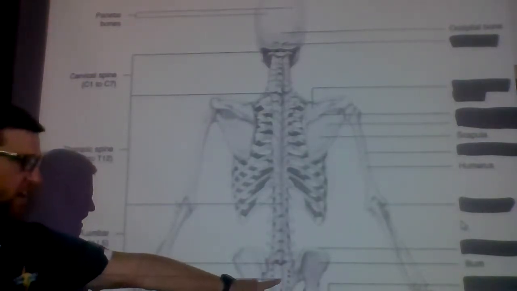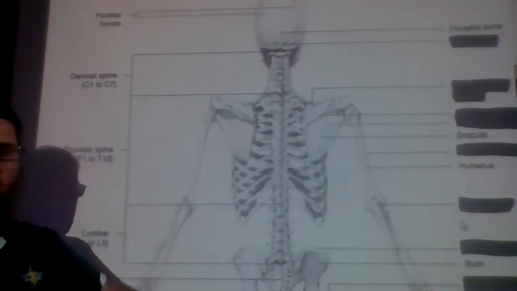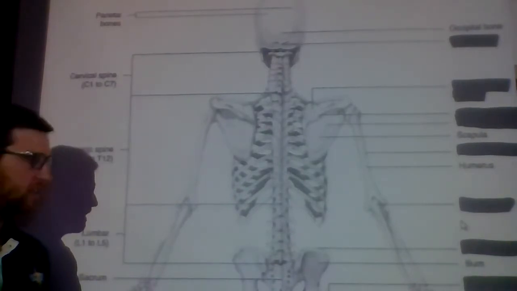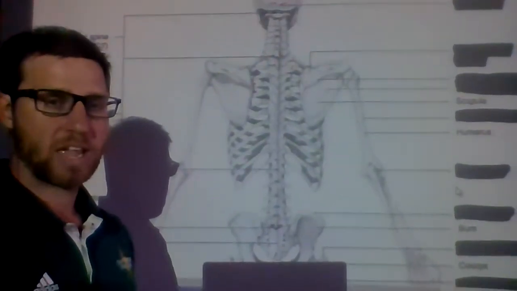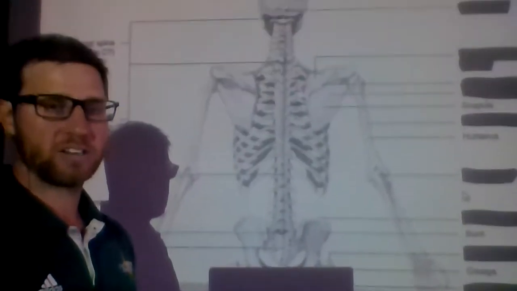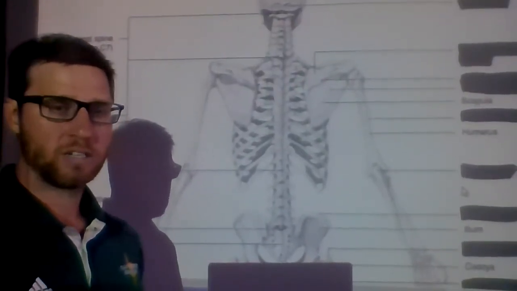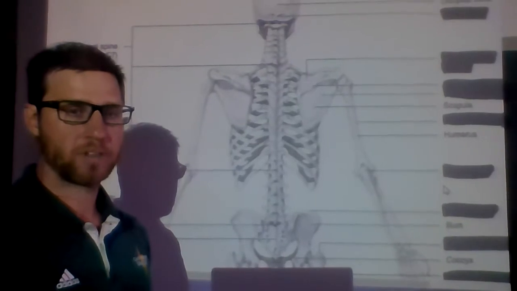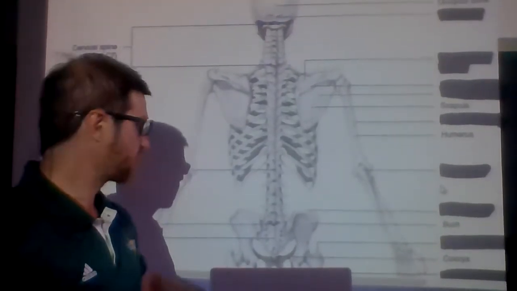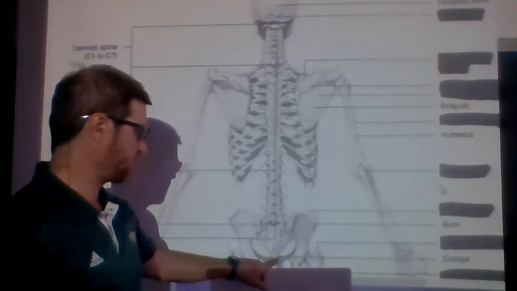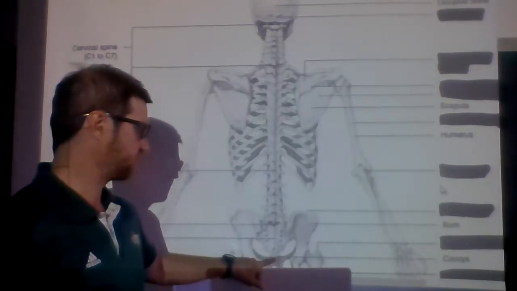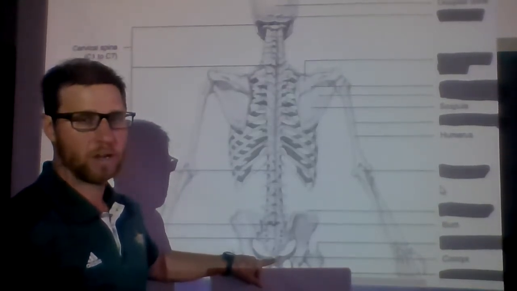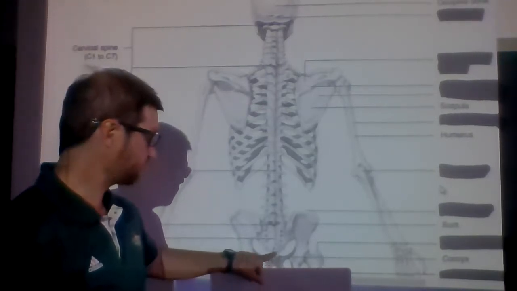We've got your sacrum here, pretty prominent on the posterior side. You can see those foramen a bit better. It's kind of hard to see. Let me move this a little bit. All right, that's a little bit better. But you have your coccyx down here, at the very bottom. This is your tailbone, your coccyx, and it's on the most inferior part of your spinal column.